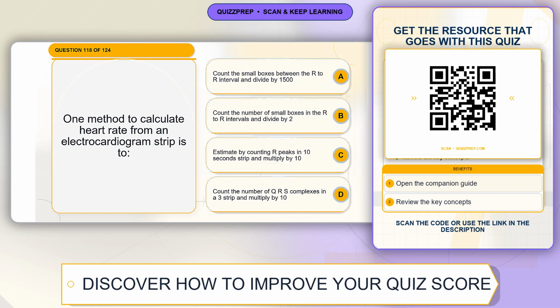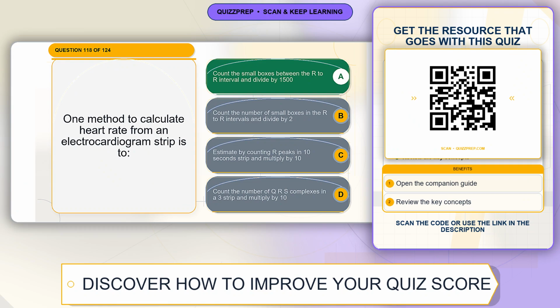Question 118. One method to calculate heart rate from an electrocardiogram strip is to: Option A, count the small boxes between the R to R interval and divide by 1,500. Option B, count the number of small boxes in the R to R intervals and divide by 2. Option C, estimate by counting R peaks in a 10-second strip and multiply by 10. Option D, count the number of QRS complexes in a 3-second strip and multiply by 10. The correct answer is option A, count the small boxes between the R to R interval and divide by 1,500.